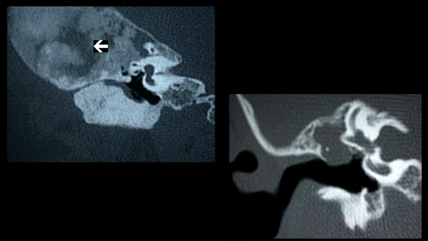The upper image shows the ground glass appearance associated with Paget's disease. The lower image shows a congenital cholesteatoma unsuspected prior to imaging. If the opposite sides were normal, then they should be chosen for the implantation.